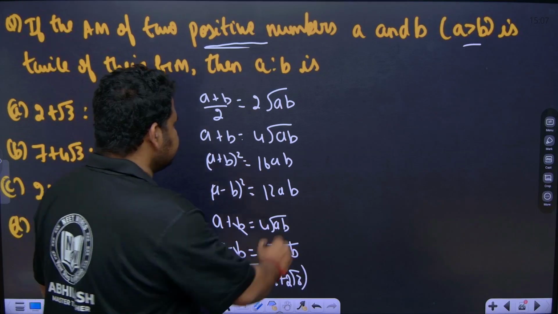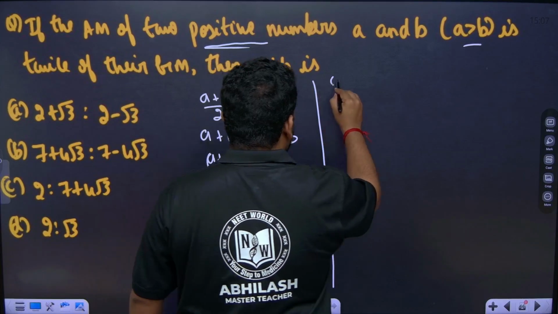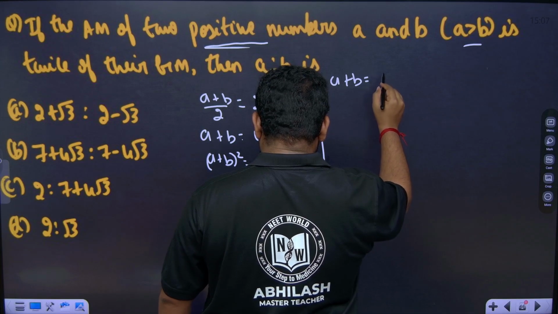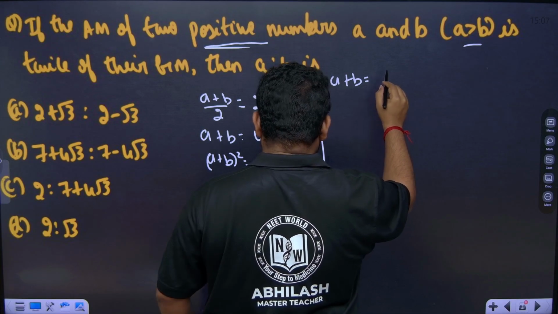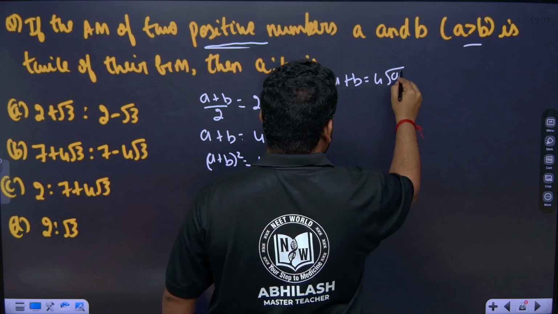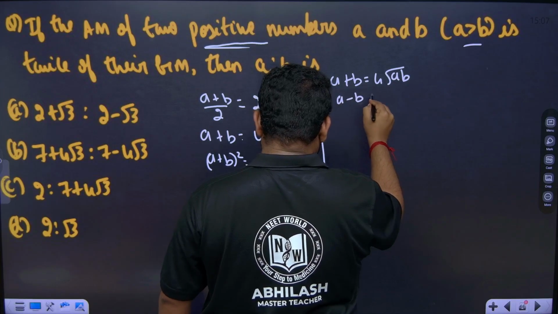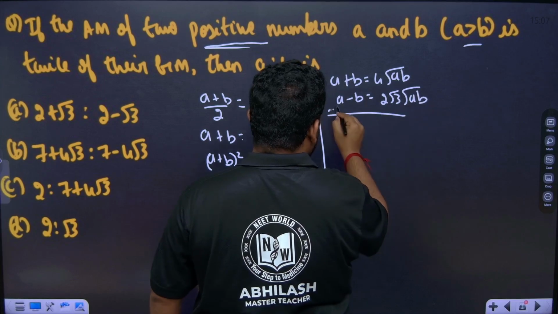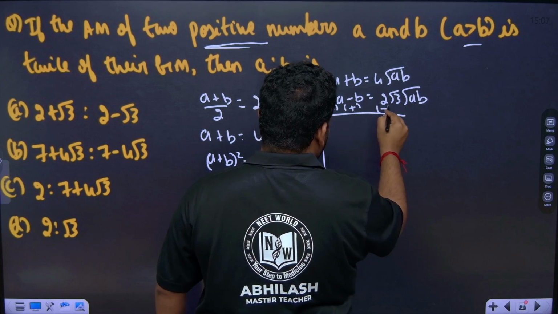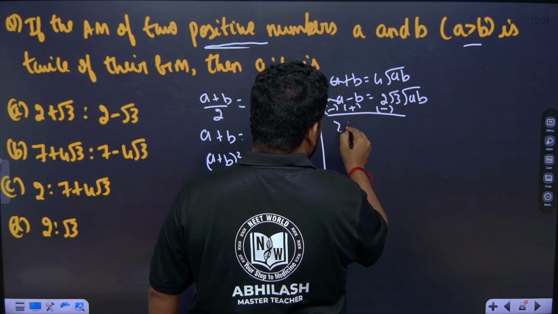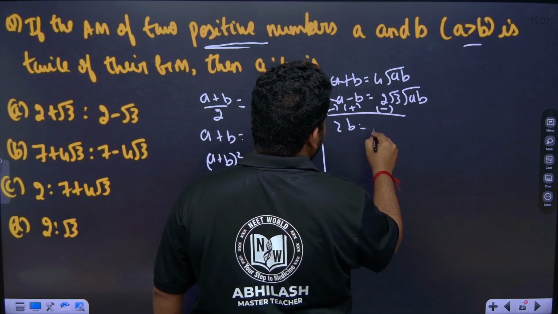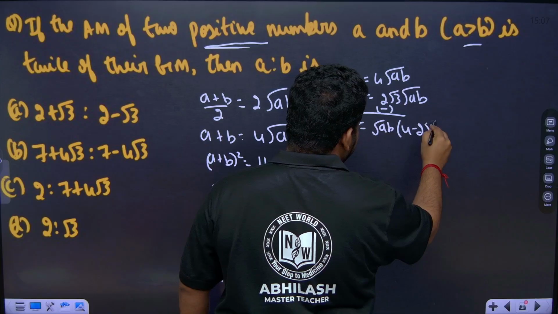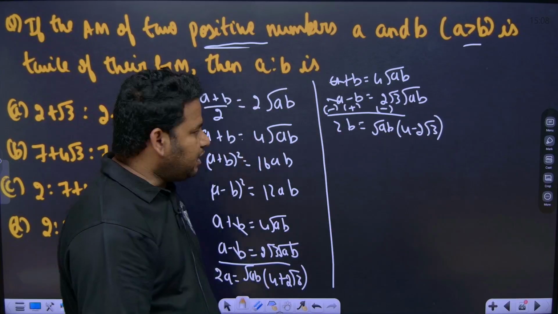Now the same equations, if I subtract: a plus b is equal to 4 root ab, and a minus b is equal to 2 root 3 root ab. Okay. Now if I subtract, it will become 2 times b is equal to root ab, which will be common, into 4 minus 2 root 3. Correct? Now I want a by b.